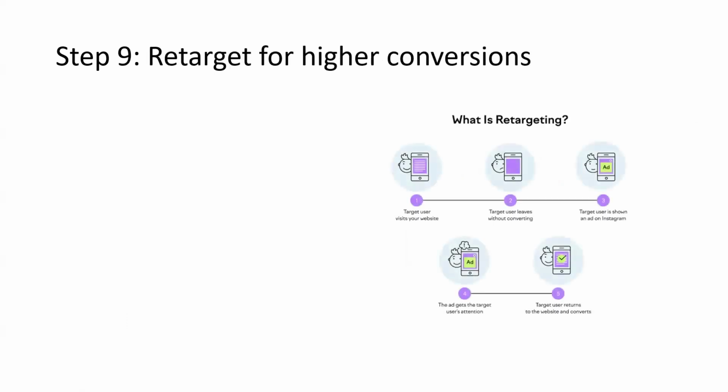Step number nine is retarget for higher conversions. So I'm sure you will know what retargeting is. Let's say a user visits your website and leaves the site without converting. You can again target that customer on platforms like Instagram or Facebook through retargeting, and you run a retargeting campaign and capture the same customer again onto your site, and you can actually convert the customer there.